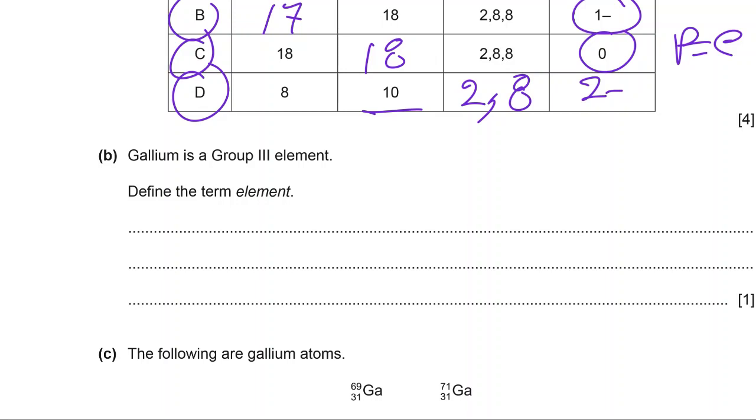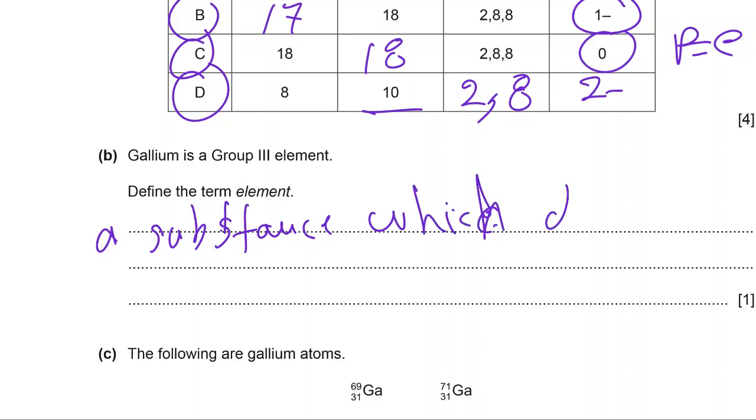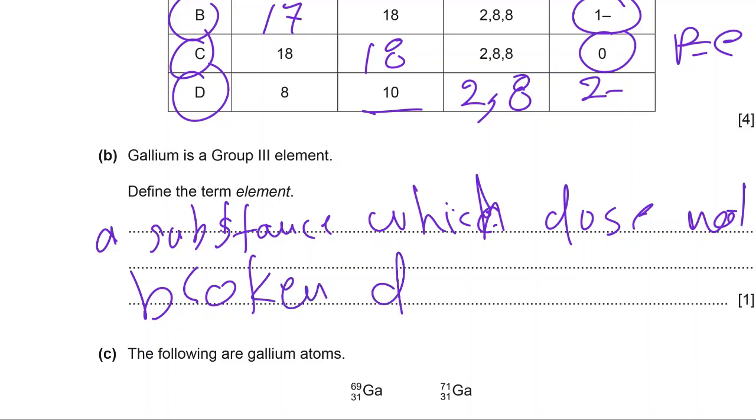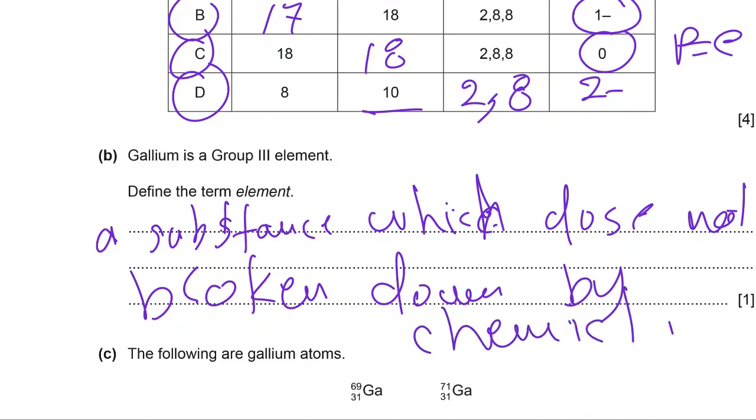Gallium is a group 3 element. Define the term element. Element, that means a substance which can't be broken down by chemical means or reaction. Okay.